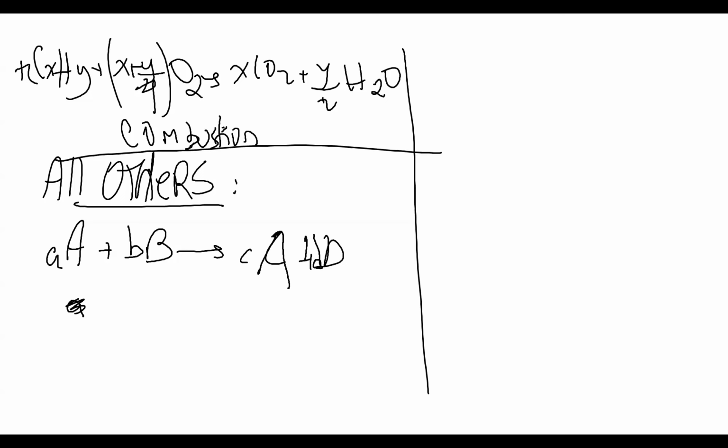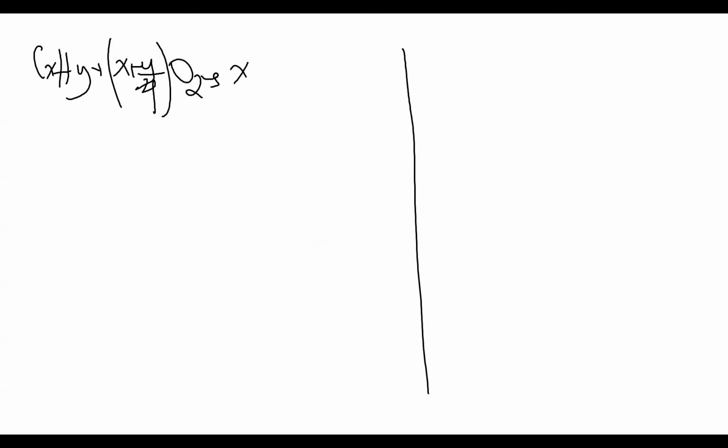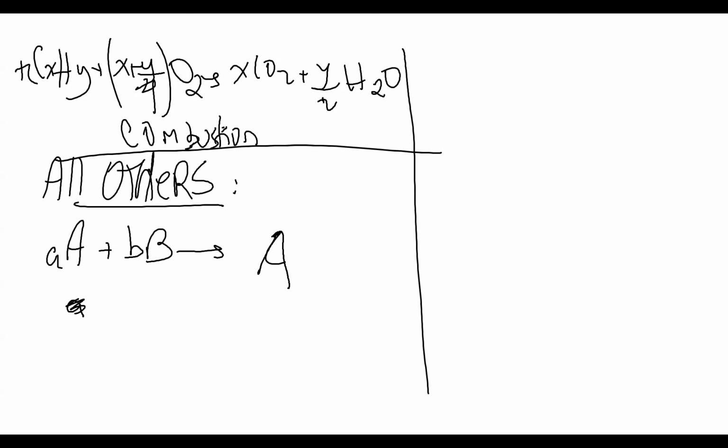I'm sorry for this, one second. Okay, perfect, now it's better. So A plus B gives AB. So a, b, c in this way. So guys, what do you do?